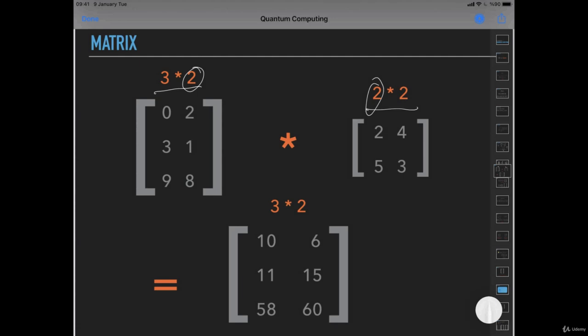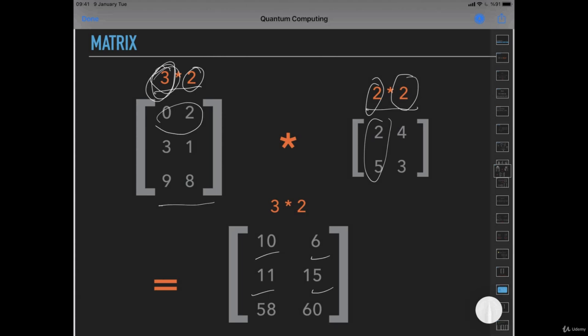Now I can actually multiply them because I have 2's over here, and the result will be 3 by 2. Why? Because I will just multiply this with that one, and I will just write it over here as 10. And then I will continue to do my job until I have finished the first matrix. So the result will be 3 by 2. Because as you can see, I will continue to do this until I do the 9, 8 row over here as well. So the result will be 3 by 2.